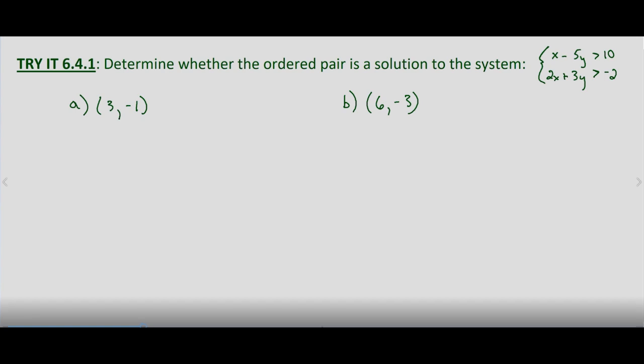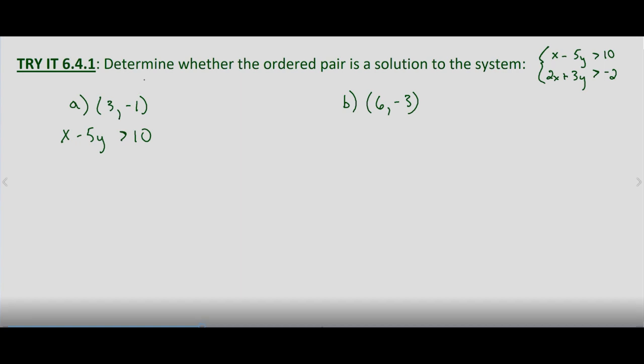So in this problem, we're asked to determine whether the given ordered pairs, we've got two different sets, are a solution to the system x minus 5y is greater than 10 and 2x plus 3y is greater than negative 2. So again, we just substitute into both of our inequalities. So x minus 5y is greater than 10.